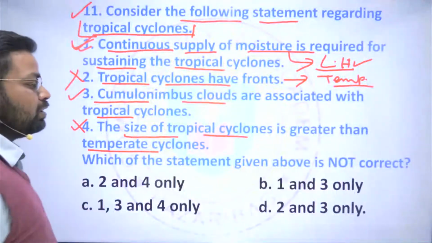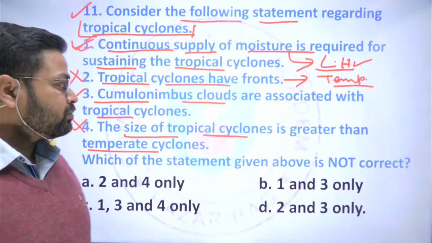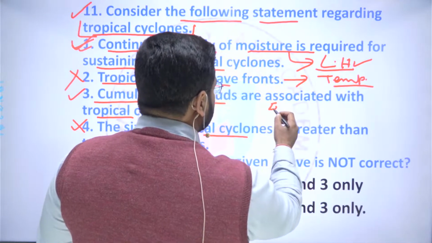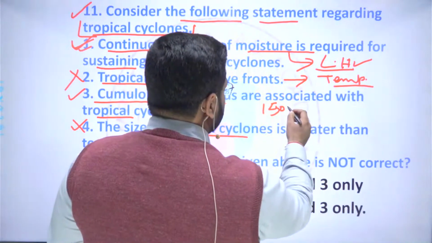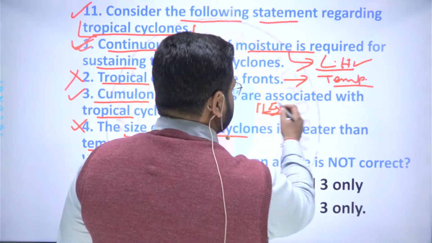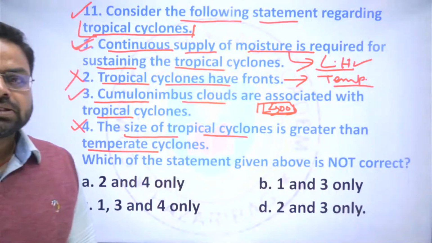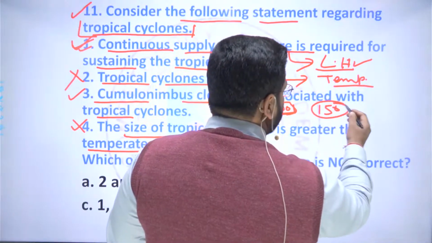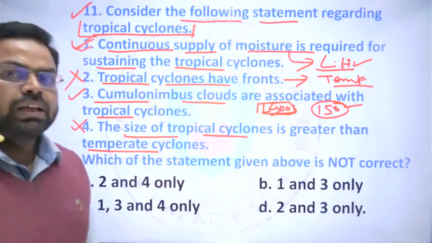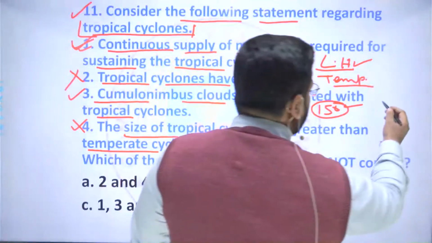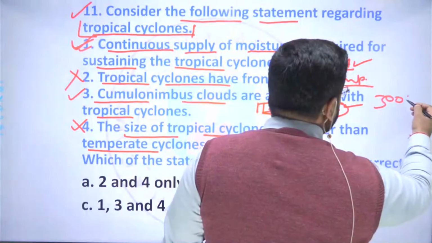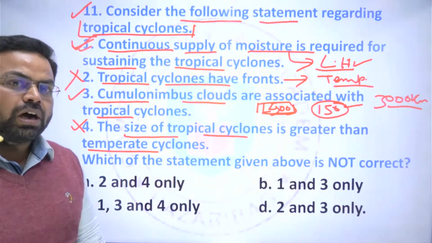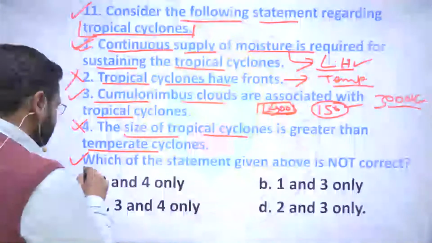So it is a wrong statement because the maximum size of the tropical cyclones can go up to 1500 kilometers only, maximum. And in most cases they can start from the range of 150 kilometers, while the temperate cyclones can have a maximum size of 3000 kilometers. So here again this statement is wrong.